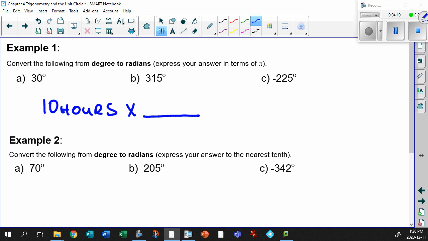Simple. You know and I know, put hours on the bottom because that's what's going to cancel. You put days on top. You know and I know that this guy here, hours, would cancel with this. That would just make common sense.